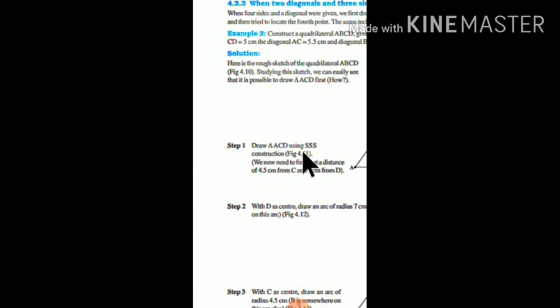For that, draw the line segment AC first, of 5.5 cm. Now taking A as center and with the help of a rounder taking the measurement of 5.5 cm, draw one arc, and then taking C as center and taking a measurement of 5 cm, draw another arc. These two arcs will intersect at a point. Name that point as D. This is SSS construction because we have got all three sides. So draw triangle ACD using SSS construction.